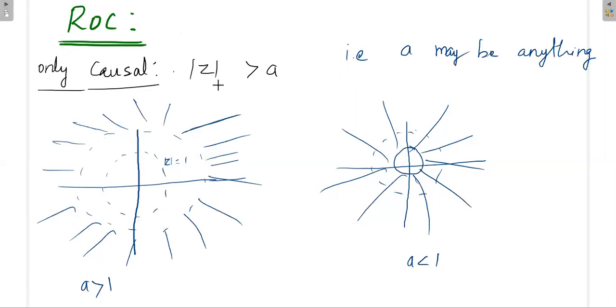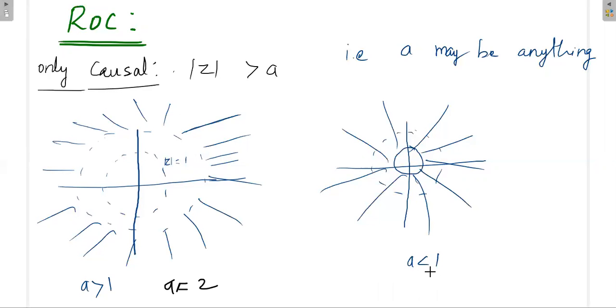So if mod z is greater than a, definitely the system is causal. Again, a could be greater than 1 or less than 1. Our reference circle is mod z equal to 1. For example, if a is equal to 2, then we have to draw another circle with a radius of 2. Then ROC is mod z greater than 2, that means outside the circle with radius 2 we have the region of convergence.